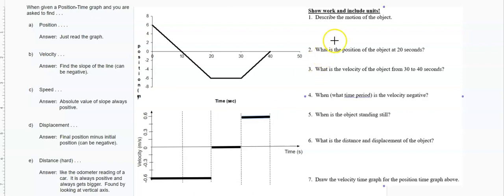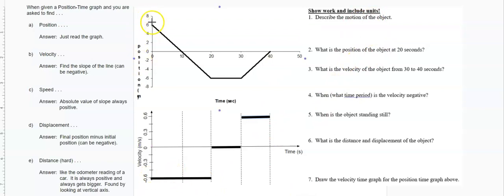So describing the motion. Okay, so I think I would say for describing the motion, it starts at 6 meters and it moves in the backward direction, or you can say negative direction, at 0.6 meters per second, and it does it for 20 seconds. Then it stops for 10 seconds. And then it moves in the positive direction at 0.6 meters per second, and it does that for 10 seconds. So that's describing the motion.